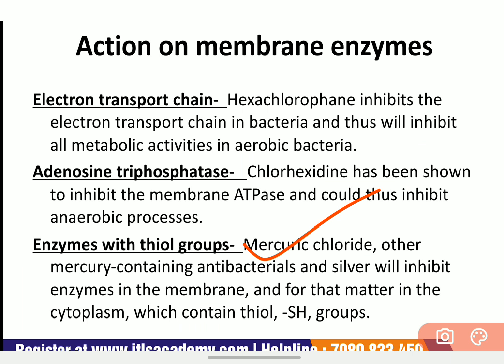A similar action is shown by 2-bromo-2-nitropropane-1,3-diol, or bronopol, and isothiazolones. Under appropriate conditions, the toxic action on cell thiol groups may be reversed by the addition of extrinsic thiol compounds, for example, cysteine or thioglycolic acid.